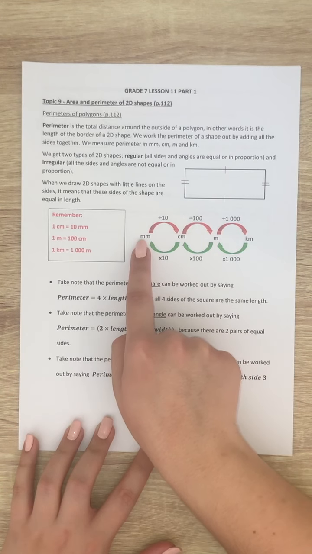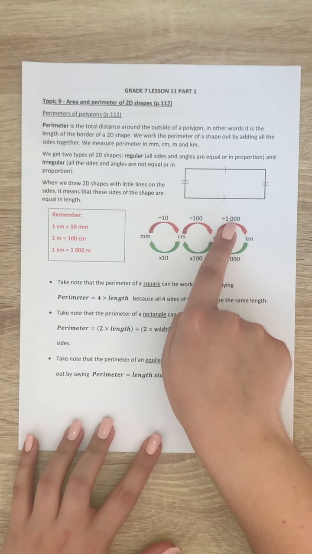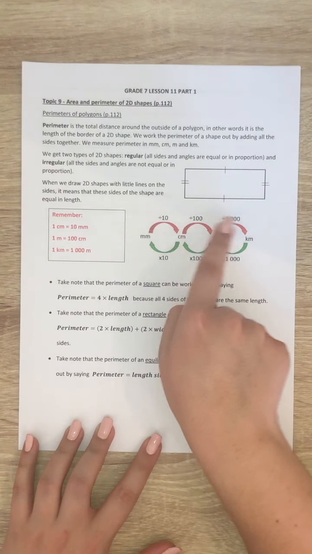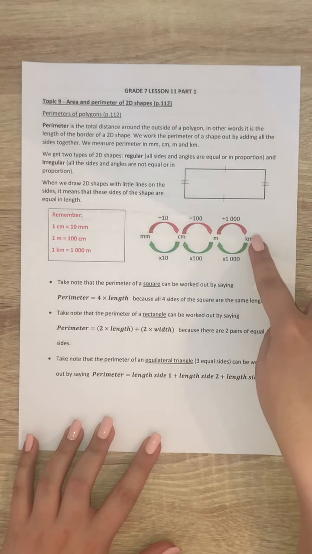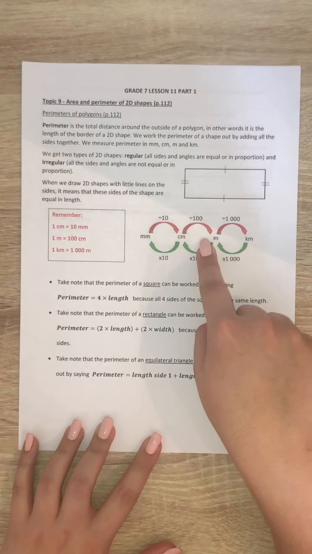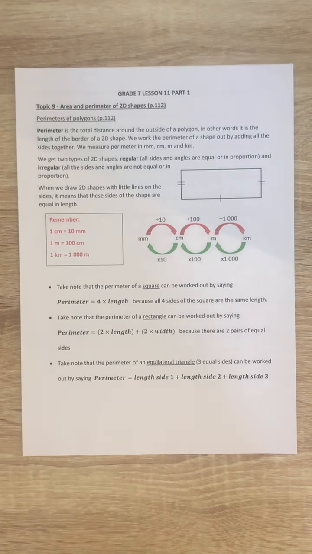Whenever you're going from a smaller unit to a greater unit, remember we are dividing, and we use these numbers 10, 100, and 1,000 from the table. When we're going from a bigger unit to a smaller unit, the number will increase, so we are multiplying.